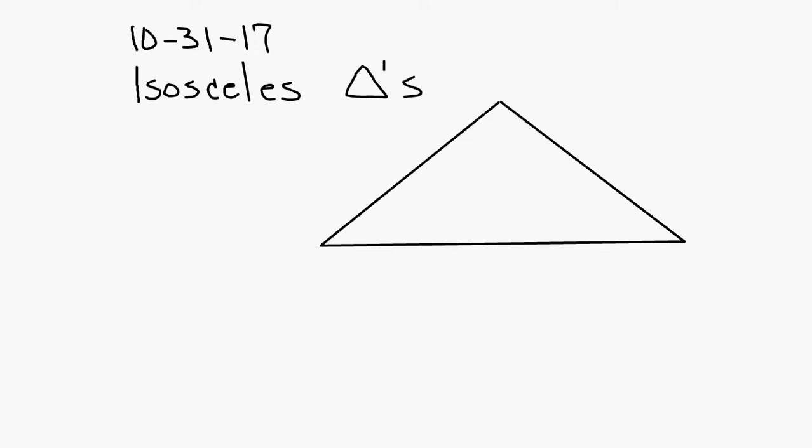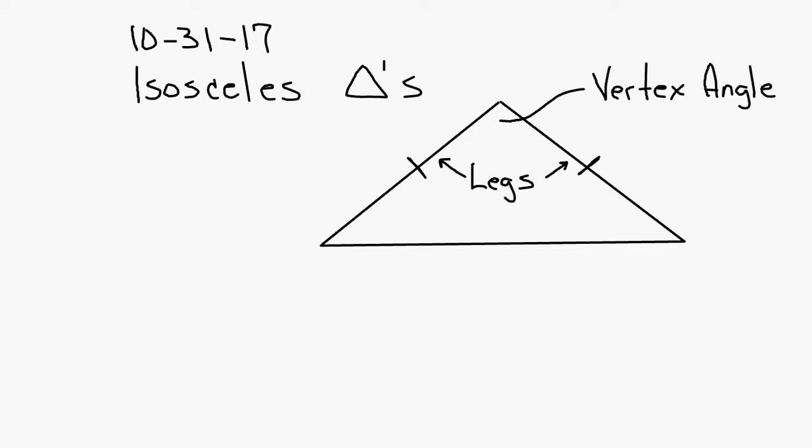Alright, in an isosceles triangle, two of the sides are congruent to each other. The two sides in the triangle that are congruent to each other are called legs. The angle that the two legs form is called the vertex angle. The third side of the triangle, that's called the base. And the other two angles in an isosceles triangle, those are called the base angles.